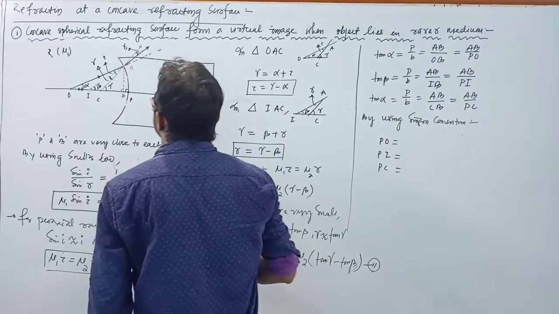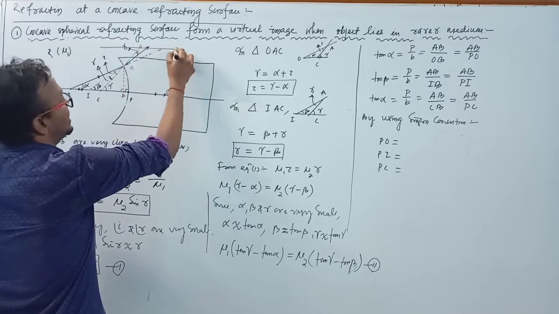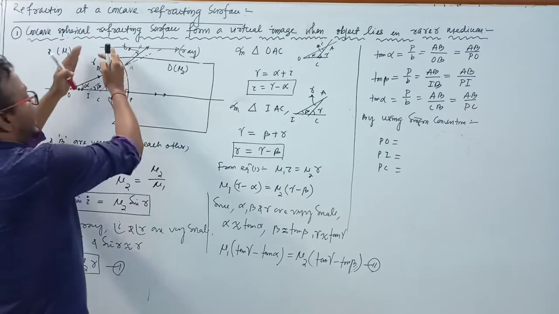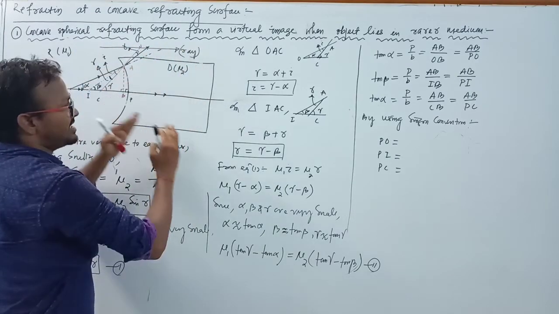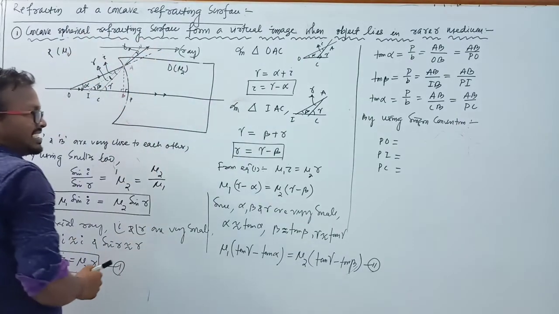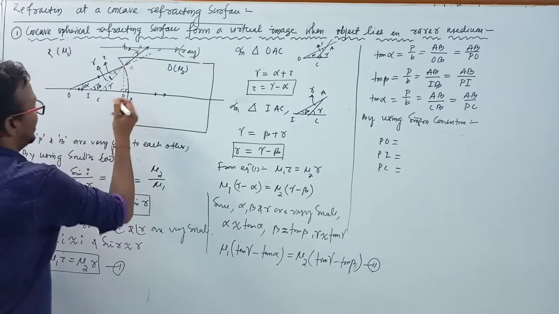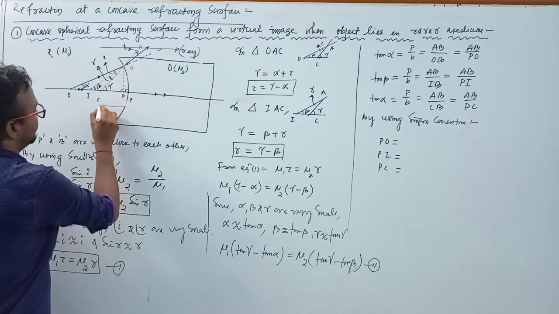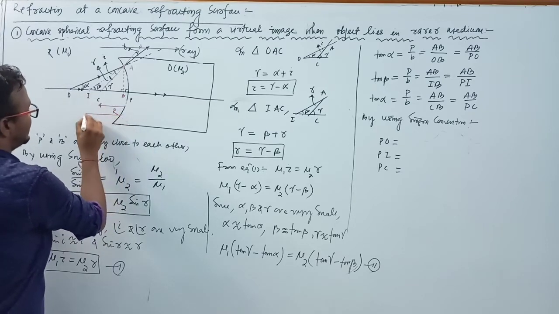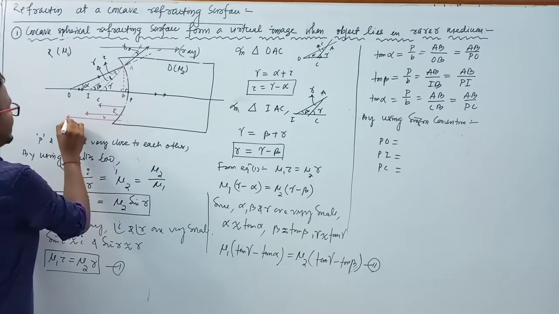So look at the diagram. Actually, the incident ray is traveling from left to right. So this is the direction of the incident ray, and if you measure the distance along the direction of the incident ray, then the distance is taken to be positive. For a distance opposite to the incident ray, the distance is taken to be negative. This is the sign convention. Here the distance is always measured from the pole, and this distance is known as the radius of curvature, this distance is the image distance v, and this distance is known as the object distance, that is u.